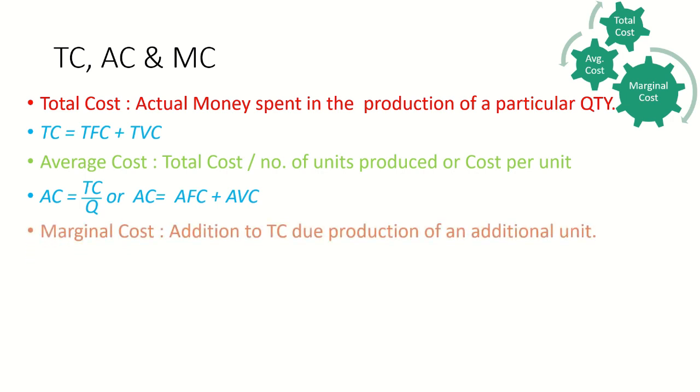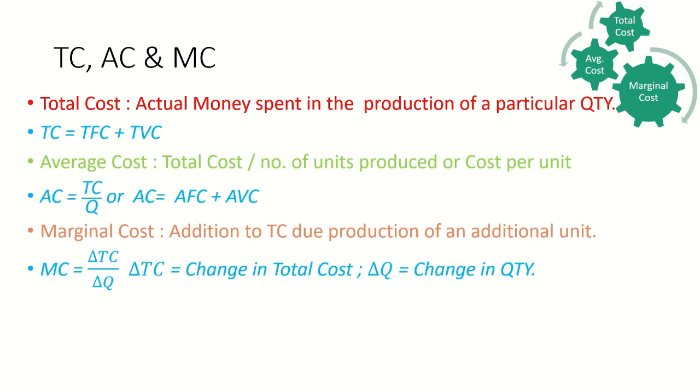Next one is the marginal cost. What do we mean by marginal cost? We already studied these concepts. Marginal cost is the addition to the total cost due to the production of an additional unit. How much addition has occurred in the total cost due to the production of an additional output? In the equation, MC is equal to change in total cost divided by change in quantity. Change in TC means change in the total cost, and change in Q means change in the quantity.